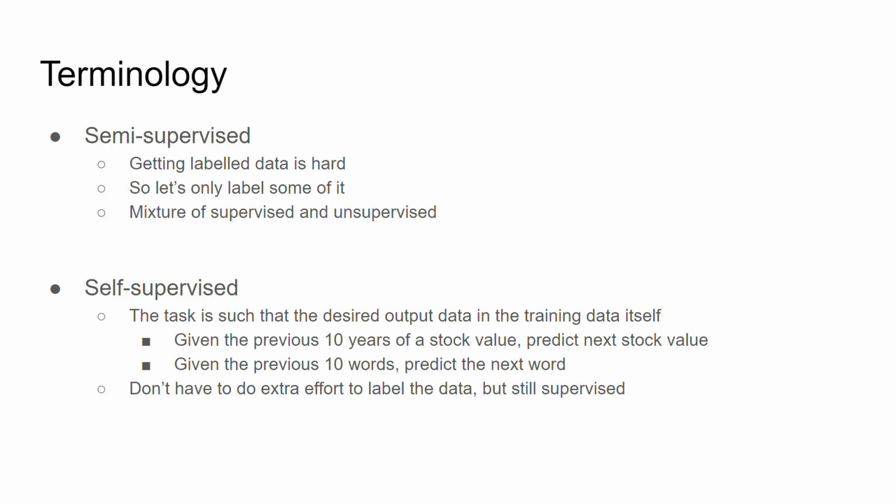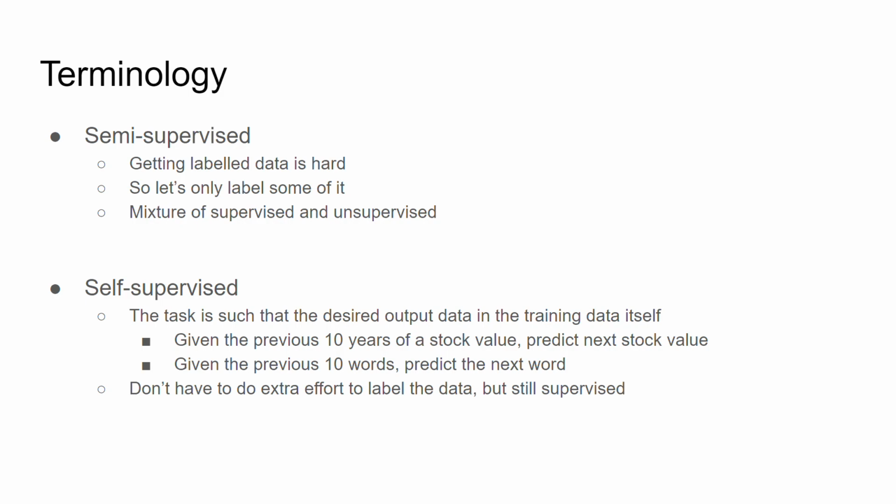For example, if I have data about stock market prices over some period of time, and I want to build a model that says, given the previous 10 years of a stock value, tell me what it will be next. Well, if I've got the last 100 years or whatever of data, I can just pull that out of the data. Given this sequence of data, whatever the next one is, that's the prediction. Similarly with text, given the previous 10 words, predict what the next word should be.